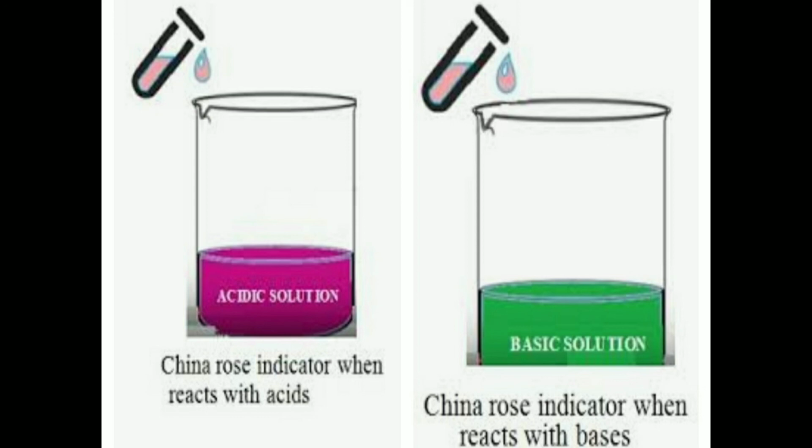Take the acidic and basic solutions in beakers and put a few drops of the China rose indicator solution. What do you see? The change in color is very different. With acid it's dark pink, with base it's green. Looking at the difference in color, we can easily identify which one is acid and which one is base. And in the case of a neutral solution, there will be no change in color.